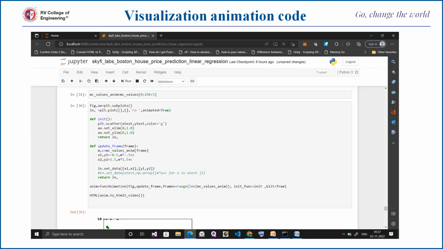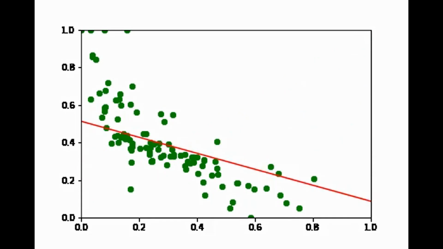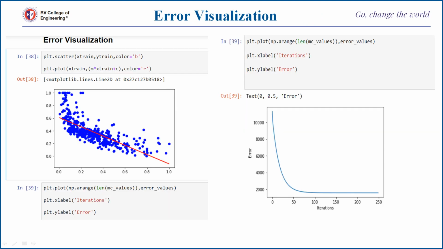Now this is the code for animation. Now this is the animation showing the red line is the hypothesis function, how it is turning till it reaches the optimal convergence value. The green are the scatter plot of the actual test data, and the red line is the changing weight and bias value based on error on train data.